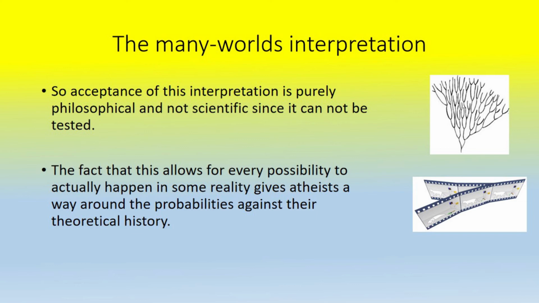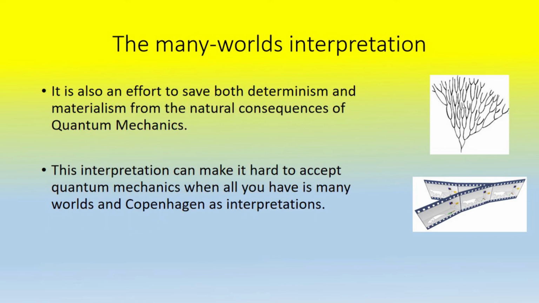The fact that this allows for every possibility to actually happen in some reality gives atheists a way around the probabilities against their theoretical history. It is also an effort to save both determinism and materialism from the natural consequences of quantum mechanics. This interpretation can make it hard to accept quantum mechanics when all you have is many worlds and Copenhagen interpretations.